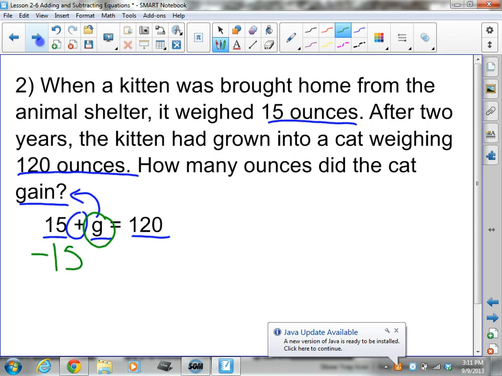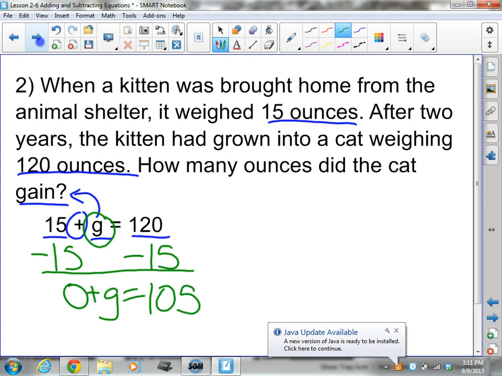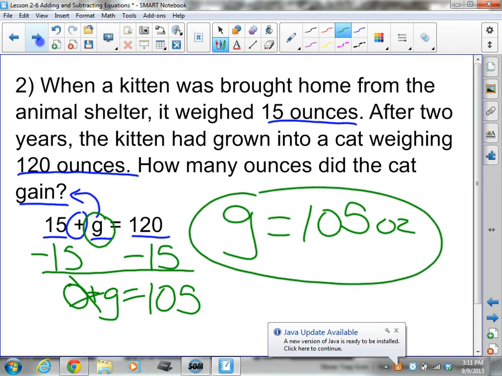So 15 minus 15 is 0, plus g. Drop down the equal sign. 120 minus 15 is 105. So, of course, 0 plus anything is the anything. In this case, it's g. So my answer would be g equals 105 ounces. Always got to remember to label our work so we know what it is we are working with.